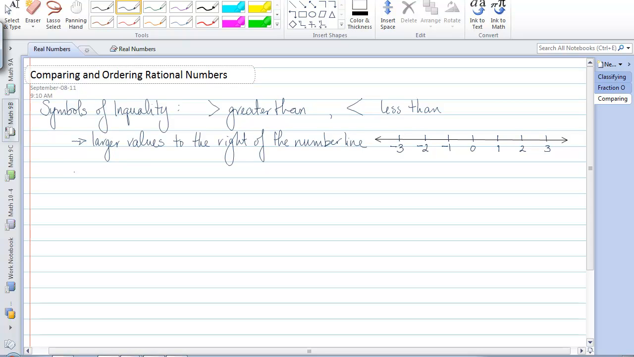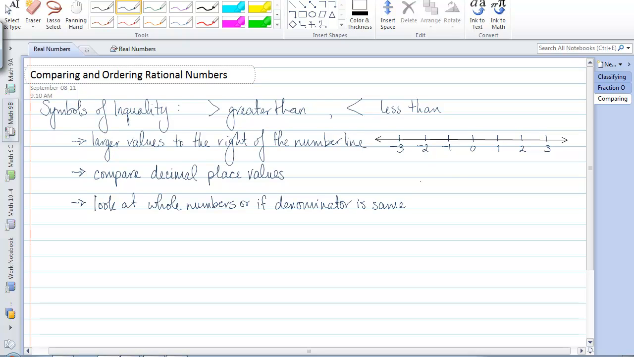Other things to keep in mind, it's easiest to compare decimals with decimals and fractions with fractions. So if we're comparing our decimals, we can compare the decimal place values. Okay, and with our fractions, we can look at whole numbers if they're mixed numbers, or if the denominator is the same, then we can just simply look at the numerators.